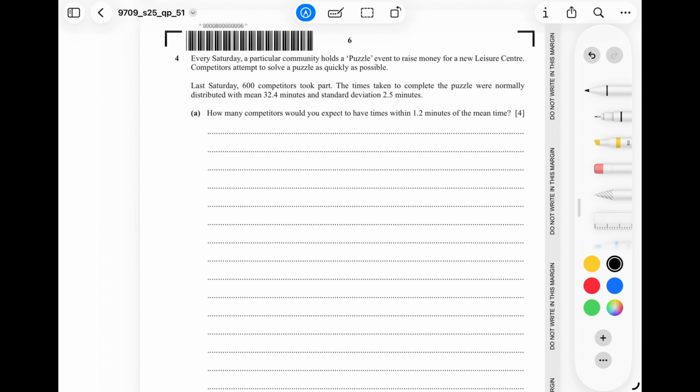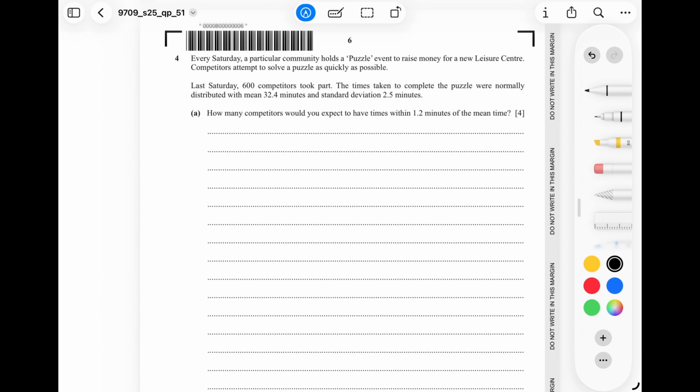Okay, so question 4. Every Saturday, a particular community holds a puzzle event. Last Saturday, 600 competitors took part. So whatever answer you get, you're going to multiply by 600. The time taken to complete the puzzle was normally distributed.